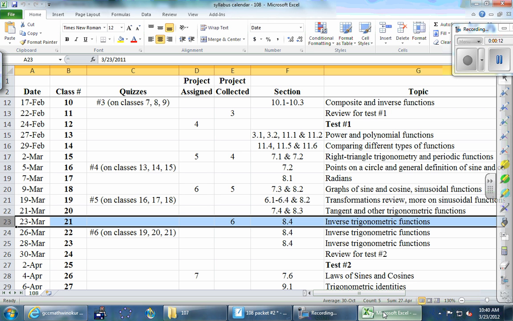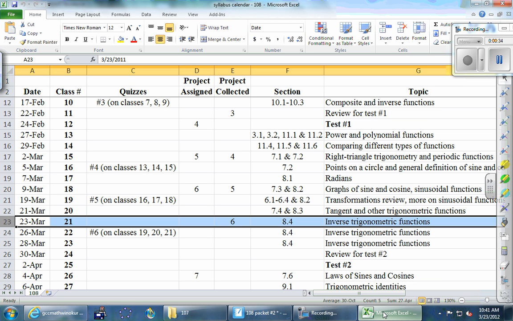Today is the 23rd of March. Happy Friday. Today we start an important topic known as inverse trig functions. And again, the fact that there are 3 classes spent on this one topic is my way of saying I think it's really important. Project number 6 is due today. We have a quiz coming up on Monday. Any questions on the calendar?